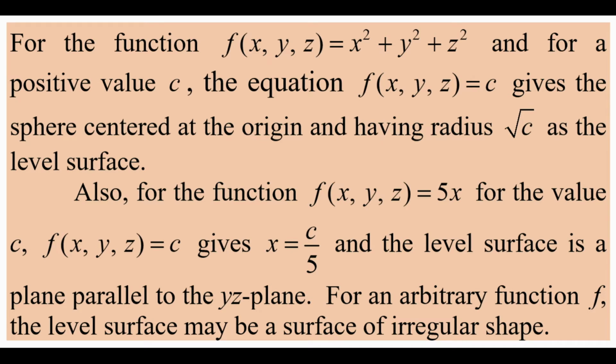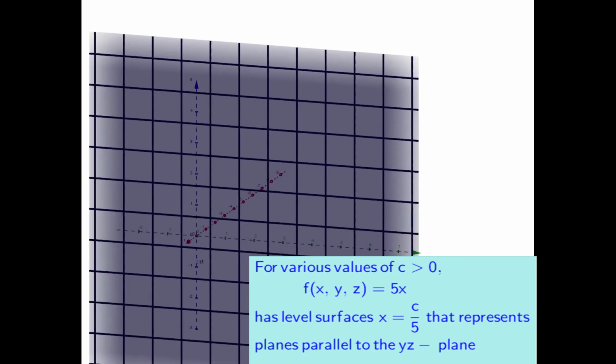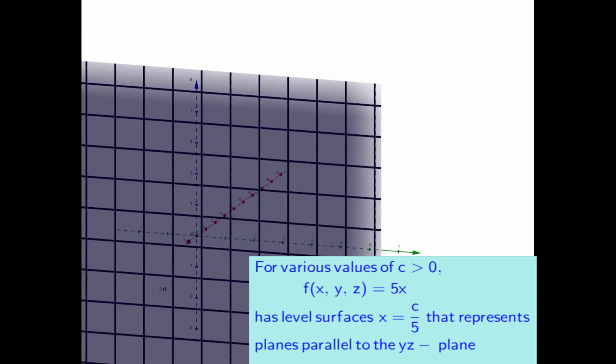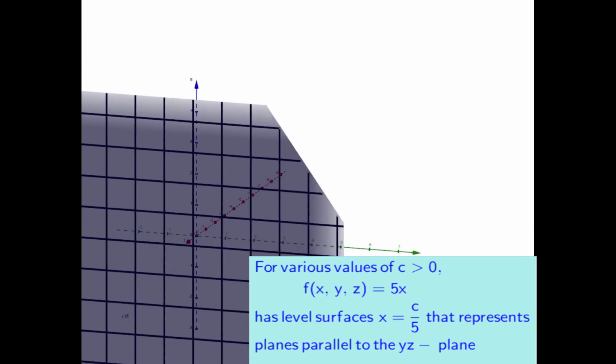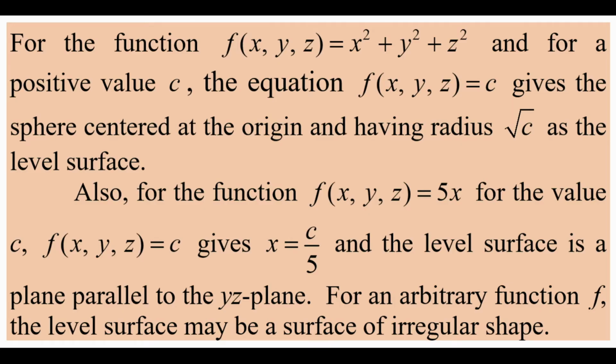Also, for the function f(x,y,z) = 5x, for the value c, f(x,y,z) = c gives x = c/5, and the level surface is a plane parallel to the yz plane. For an arbitrary function f, the level surfaces may be a surface of irregular shape.